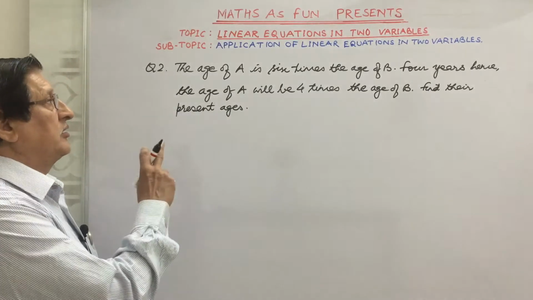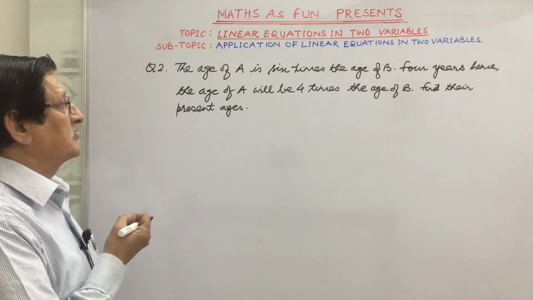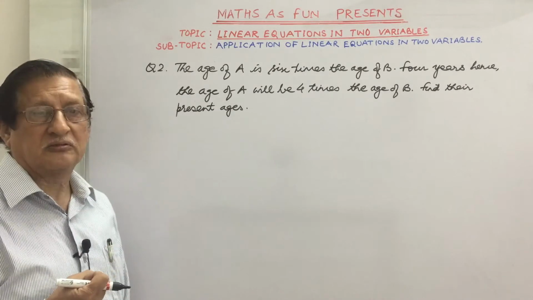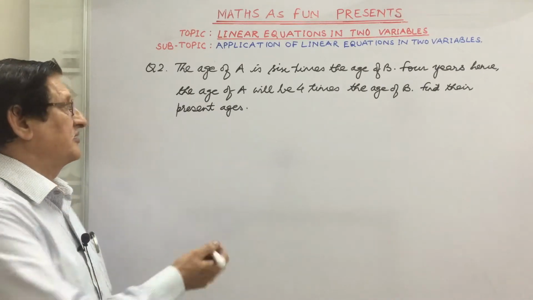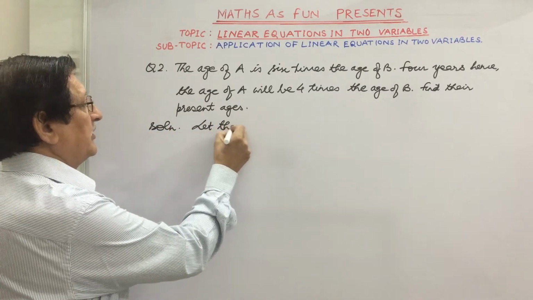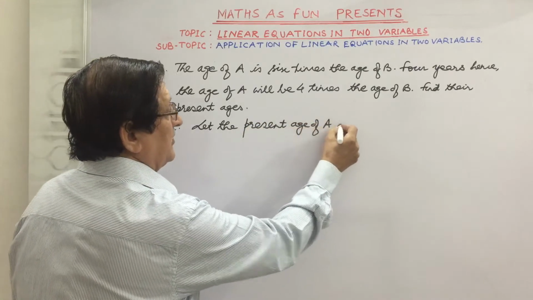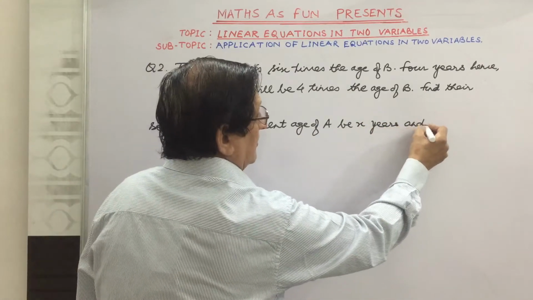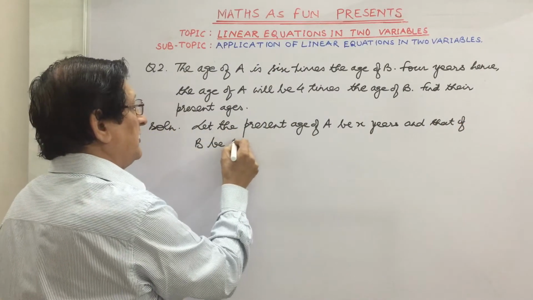The second problem we take: the age of A is 6 times the age of B. 4 years hence the age of A will be 4 times the age of B. Find their present ages. In questions of ages, generally we consider the present ages of both as x and y. So for the solution, we write: let the present age of A be x years and that of B be y years.